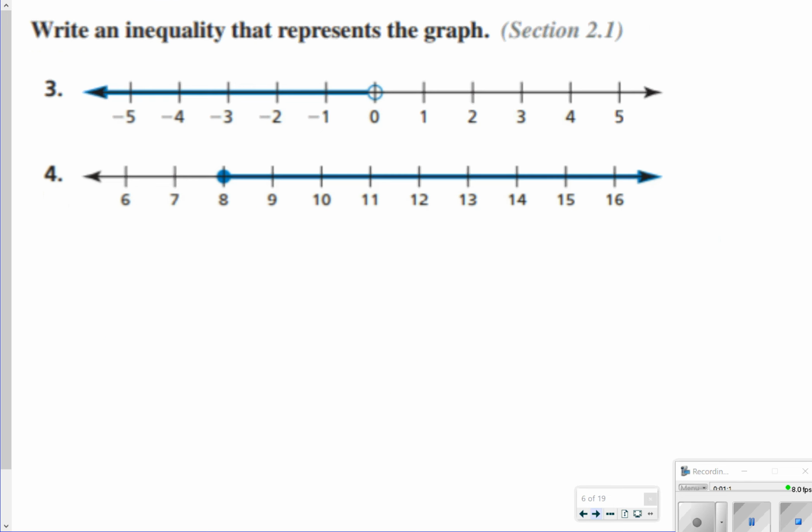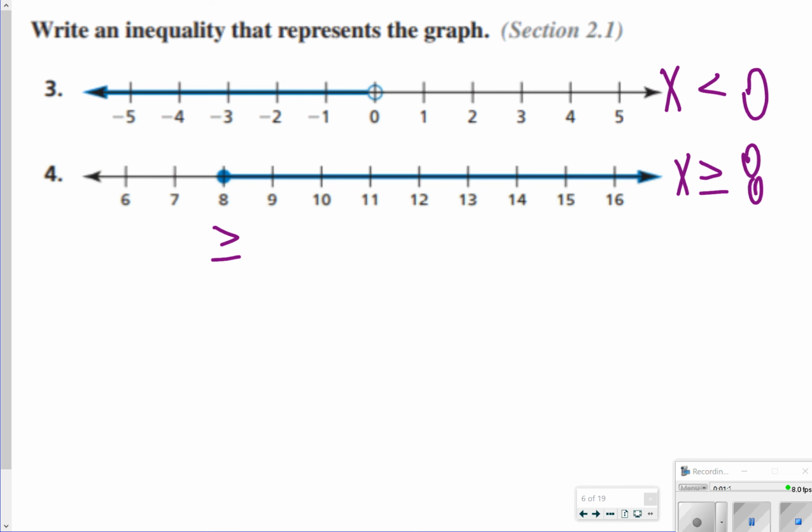For number 3 and 4, you're just writing an inequality that represents the graph. Number 3, you're going to say x is less than 0, because that's an open circle pointing to the left, and it's over the number 0. And then number 4, that should be x is greater than or equal to 8. Because we have a closed circle, those are always going to be the greater thans or equal to, less thans or equal to.